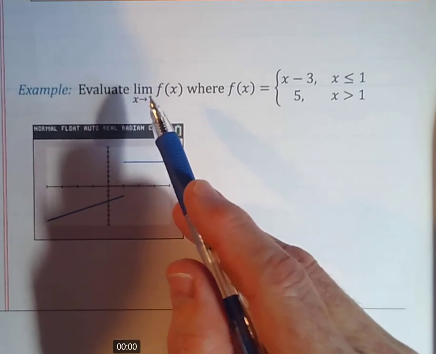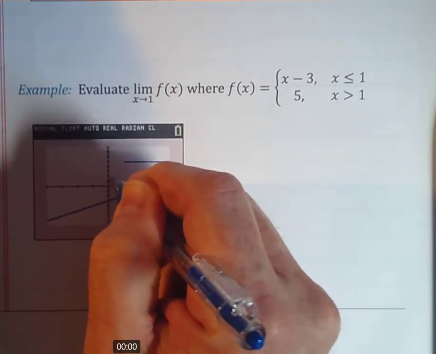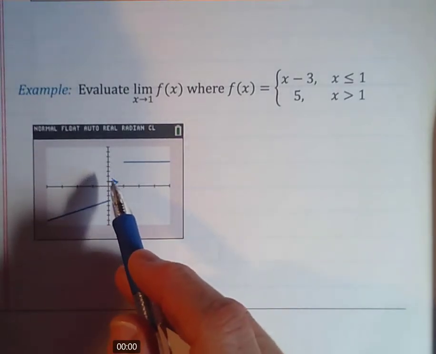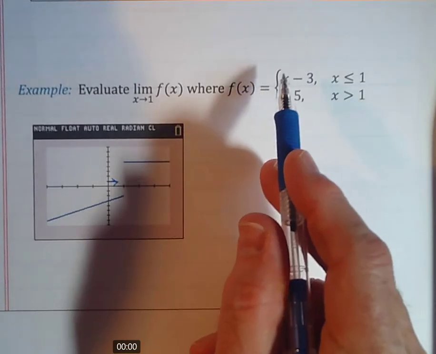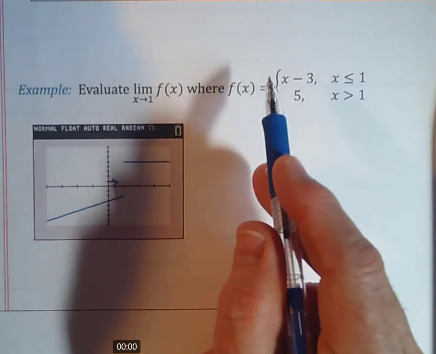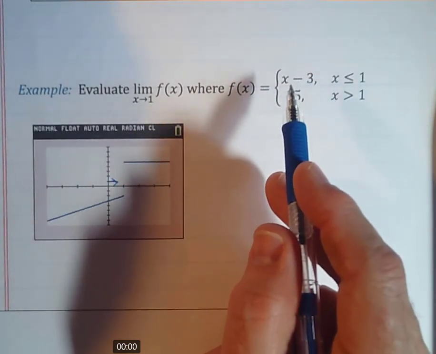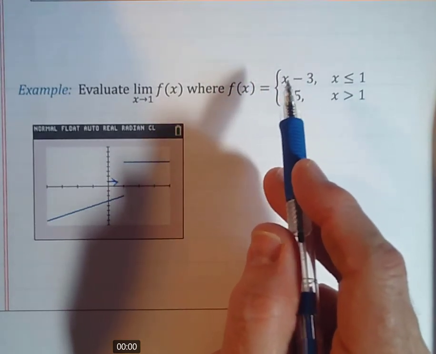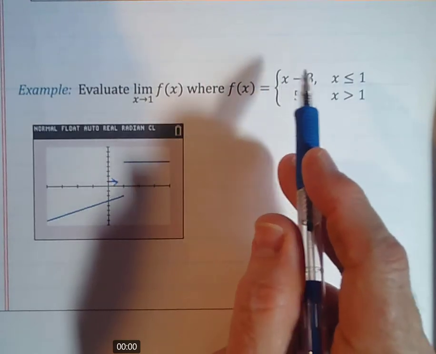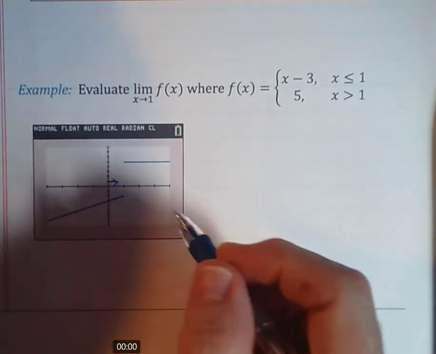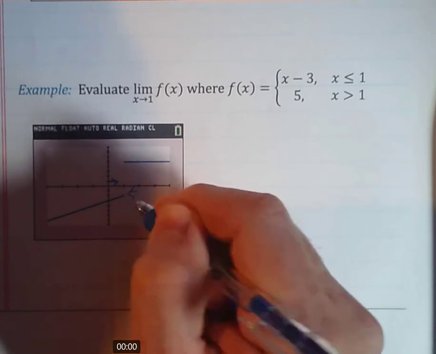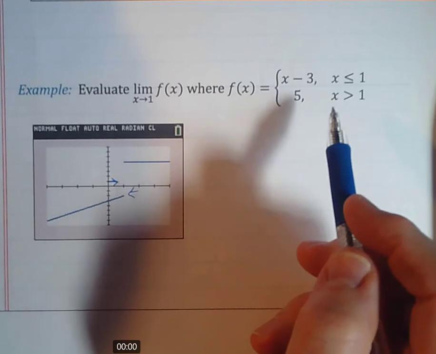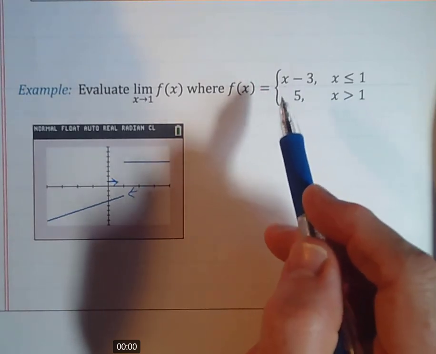Now, if we're approaching 1 coming from the left, those would be values that are less than 1. So if x is less than 1, then the function is defined as x minus 3. And as x gets closer and closer to 1, this gets closer and closer to negative 2, right? 1 minus 3 would give me negative 2. If I'm approaching from the right, then I'm talking about values that are a little bit more than 1. And if x is more than 1, then this is how the function's defined.